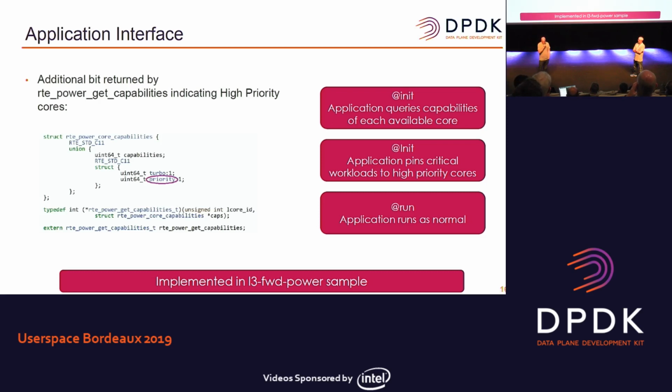And as you see on the right-hand side here, just to give you an idea of the flow, the application will query the capabilities of each available core, and then it will pin the threads, the workload's high priority cores, and the application will run as normal. And we have sample code for this in L3 forward power. This sits on some of the kernel infrastructure that I mentioned earlier, and it pulls this from the kernel sysfs base_frequency field.